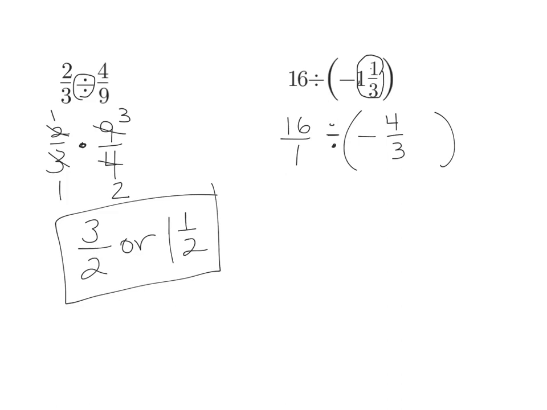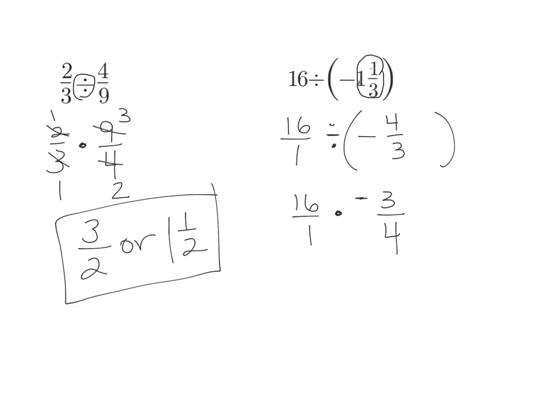So now we drop, change, flip, or leave, change, flip. So you leave the 16/1 alone. You change your division sign to multiplication, and then you get the reciprocal, which means you flip the second fraction. It now becomes -3/4. Now that negative sign, leave it at the top, okay? Leave that negative sign on the top or right out front, okay? So the negative doesn't follow the 4, all right?